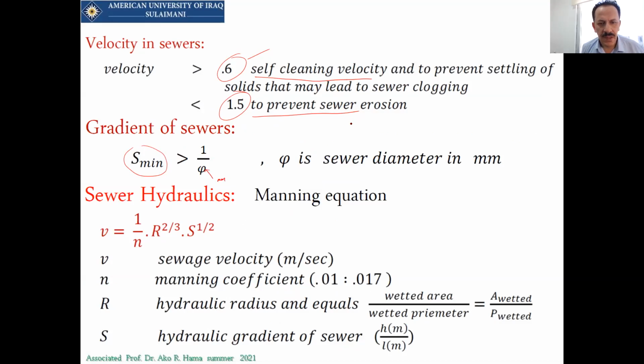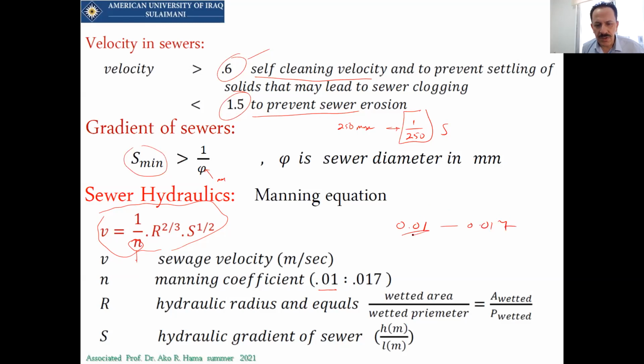What does that mean? It means that if we have a pipe of 250 millimeters diameter, the minimum slope will be 100 divided by 250. This is called the slope, and this is the hydraulic slope, and we will consider it the slope of the sewer itself. And we have this equation, and this belongs to Manning. And for Manning, we have the Manning coefficient. The Manning coefficient varies from 0.01 to 0.017.